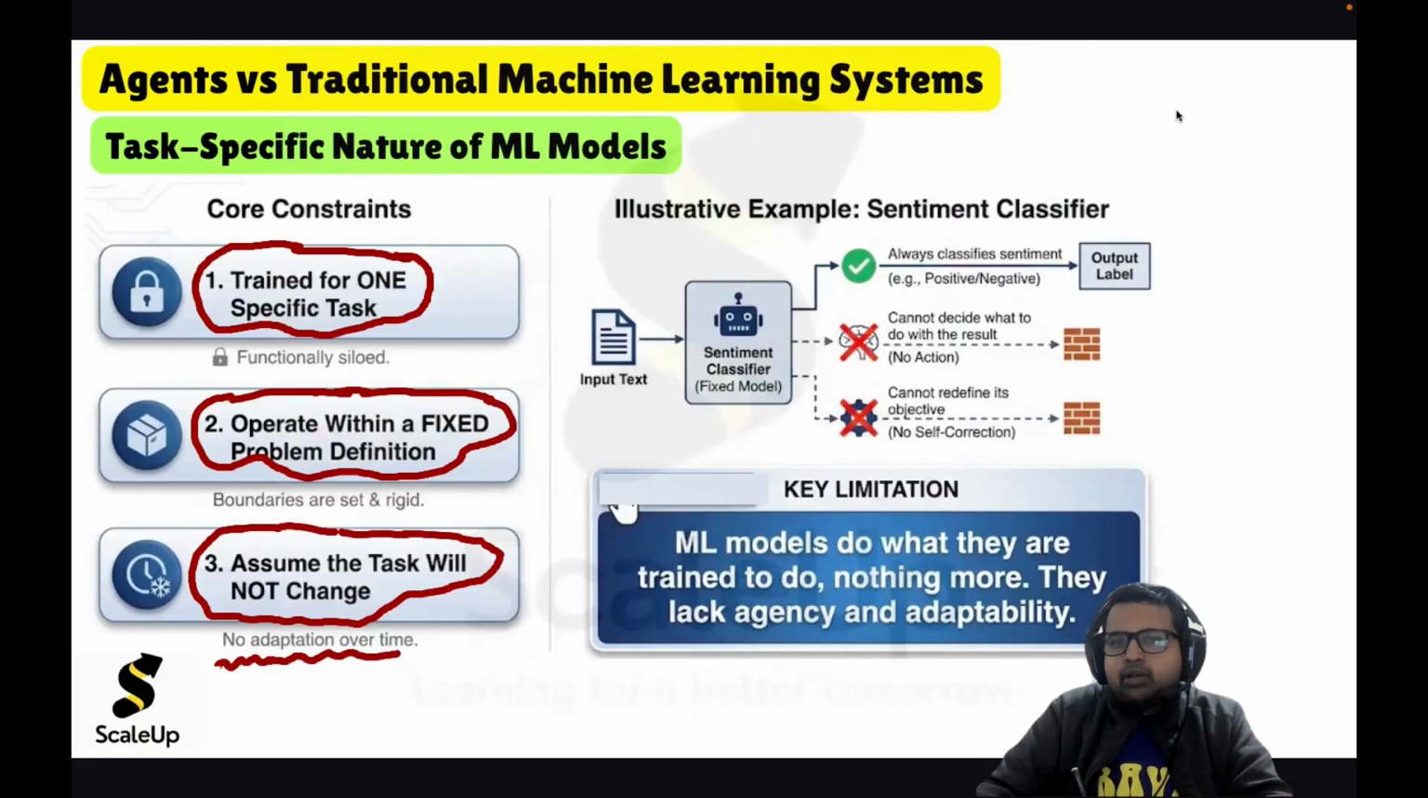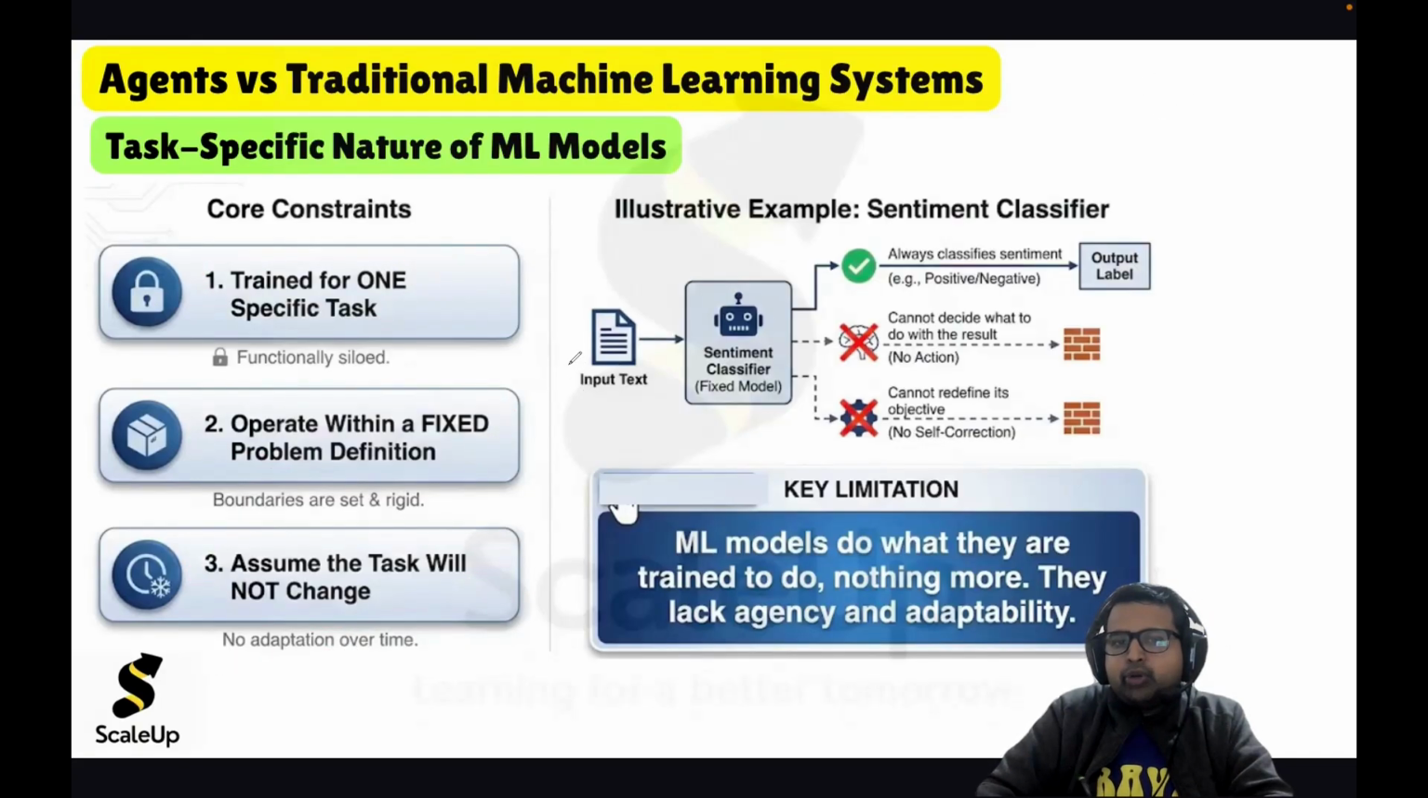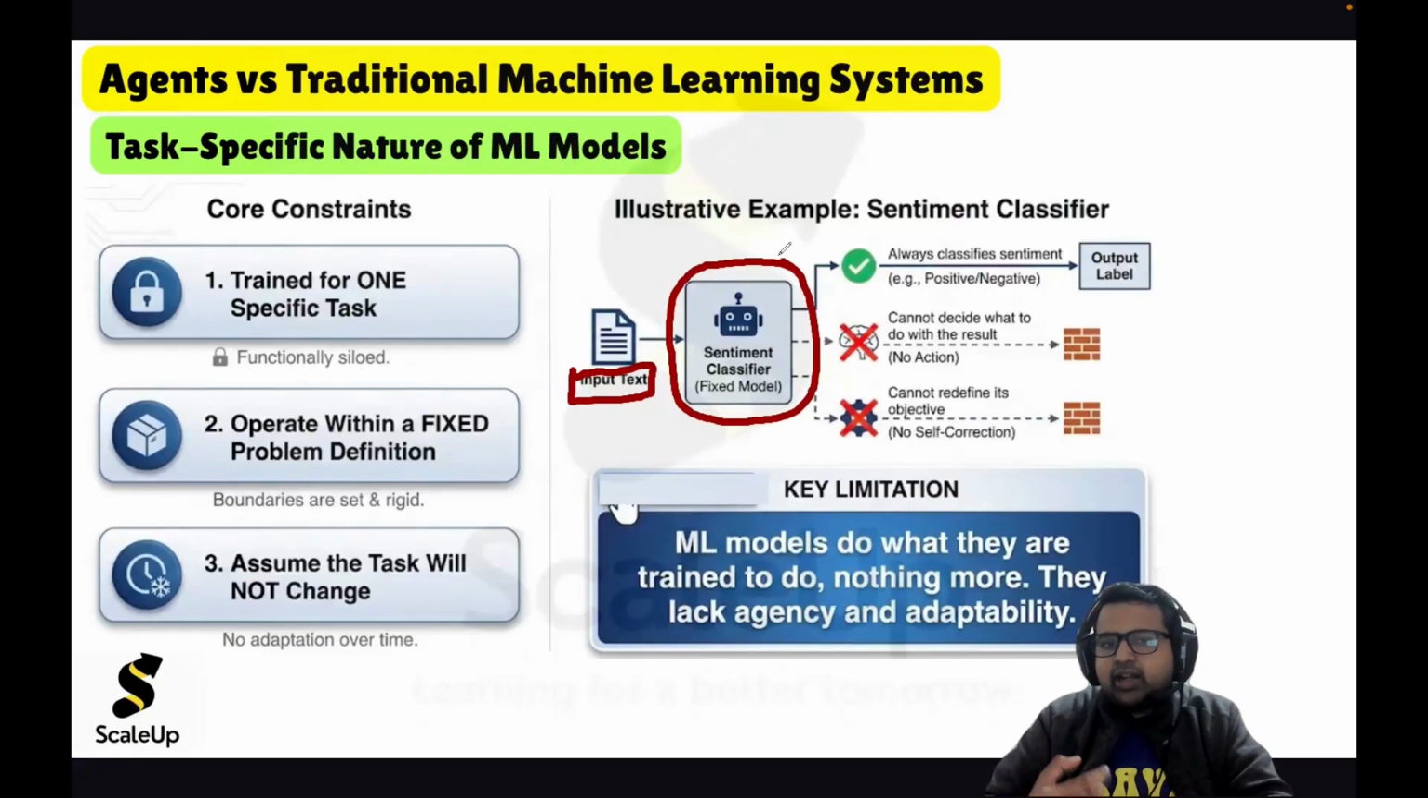Let us look at one example to get a clearer understanding. I have an input text and I have a sentiment classifier. This sentiment classifier analyzes the text and classifies whether that text is positive, neutral, or negative. When we trained it, it became a fixed model because it has learned some patterns, and the knowledge is fixed. So based on the input text, it will always classify the sentiment. It will tell whether the input text is positive or negative. So the output label will be positive or negative.